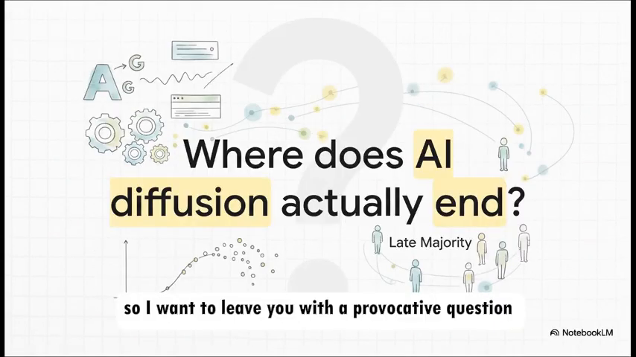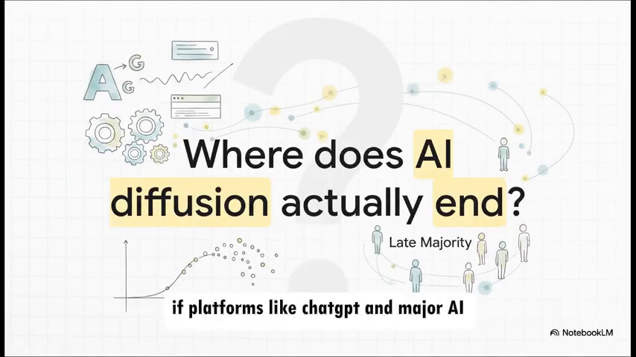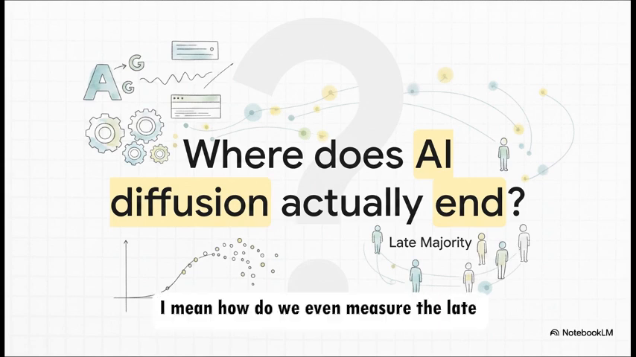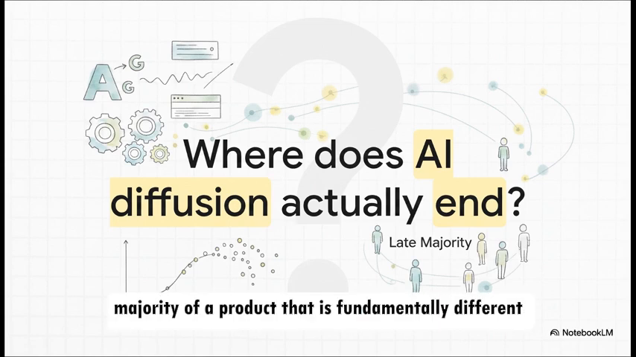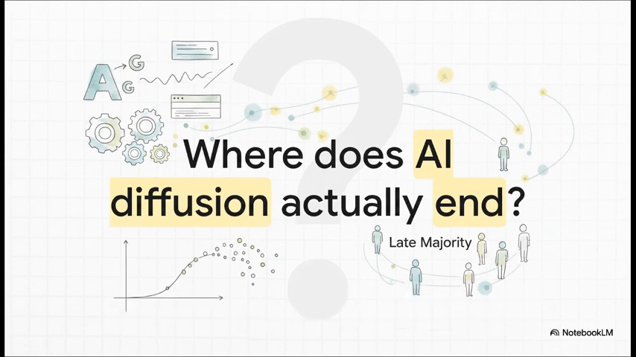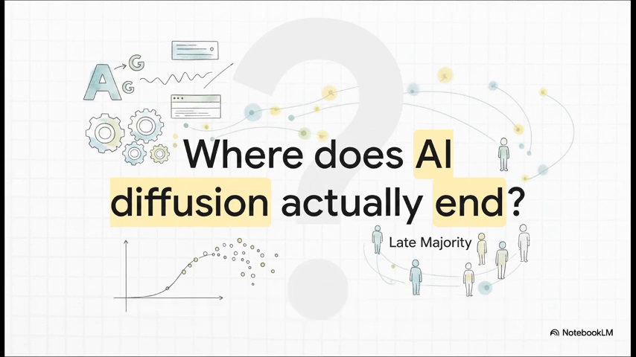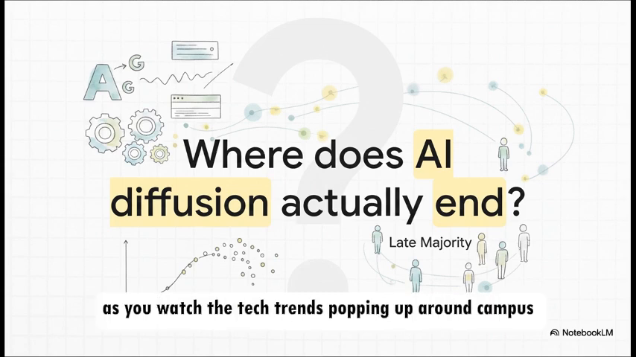So, I want to leave you with a provocative question to really chew on for your upcoming papers. If platforms like ChatGPT and major AI tools are evolving and updating every single week, does the adoption curve ever truly finish? I mean, how do we even measure the late majority of a product that is fundamentally different today than it was when the innovators first tried it? It's kind of mind-blowing, right? Keep that in mind as you watch the tech trends popping up around campus.